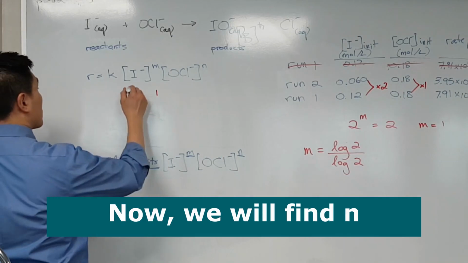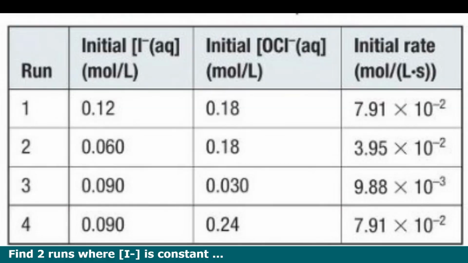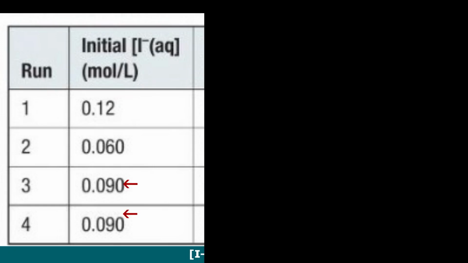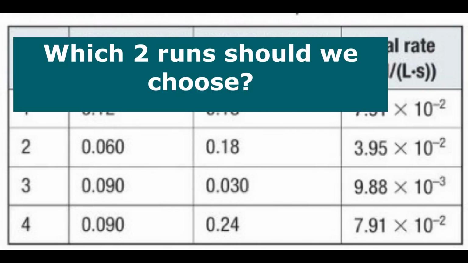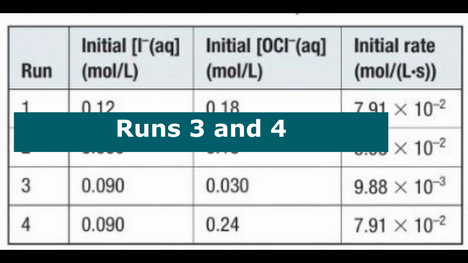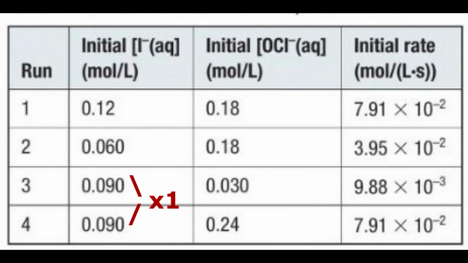Okay, let's try to find some data here where the initial concentration for iodide is constant from one trial to another, and the initial concentration for OCl changes. Nice. So this is going to be times 1, right? Yeah. So this time the iodide is constant, it's times 1, and the OCl is changing. Yes. So what number multiplied by 0.03 gives you 0.24? 8. Yes. So this is times 8.